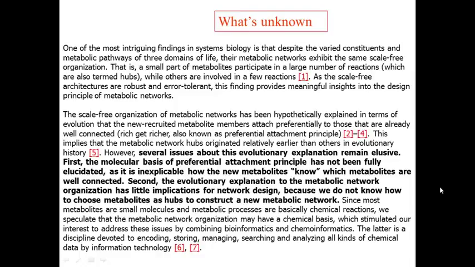That's a nice statement to tell you, hey, I'm about to tell you the unknowns and the gaps here. So here's all the gaps. First, the molecular basis of preferential attachment principle has not been fully elucidated. So we don't really know exactly how new metabolites would know which metabolites are well connected. How would they kind of know that in evolution?